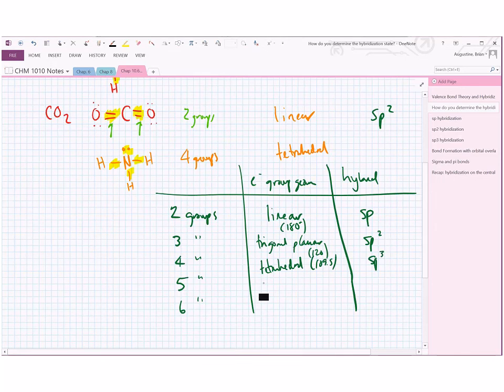5 groups is called trigonal bipyramid. And remember, there's actually 2 angles in this. There's 120 and there's a 90. That one is sp3d. 6 is octahedral. These are all 90. And that one's sp3d2. All right, that's the answer to one set of questions.